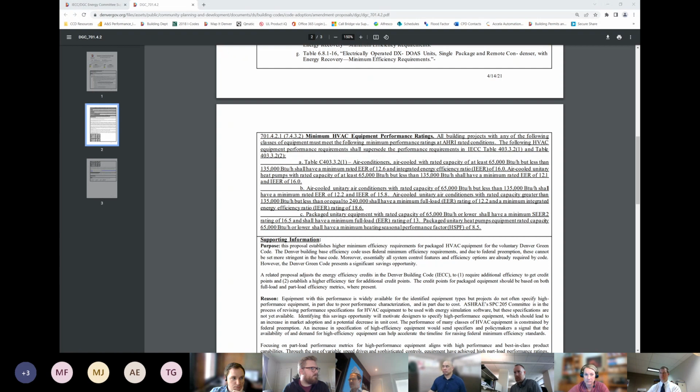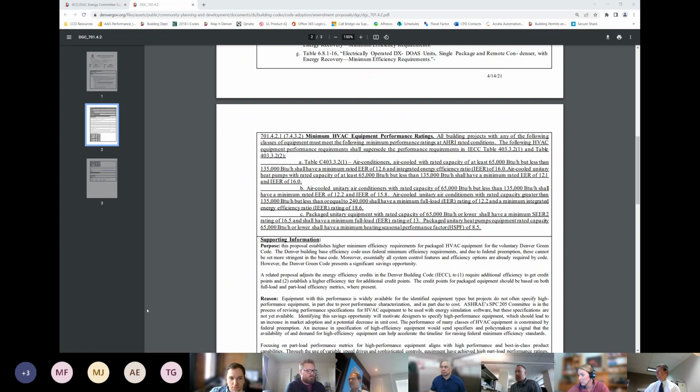Just to emphasize, systems that don't fall neatly within these tables, like a VRF or a water source heat pump, I'm not really addressing here. There are classes of equipment not addressed specifically in this proposal, but I'm really trying to raise the bar on the green code for these types of equipment.